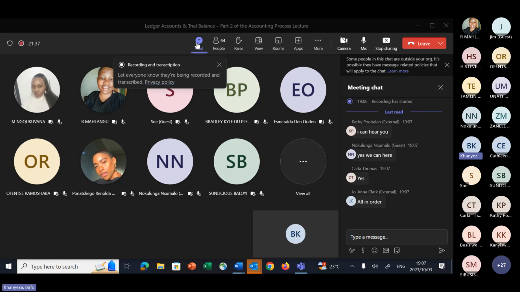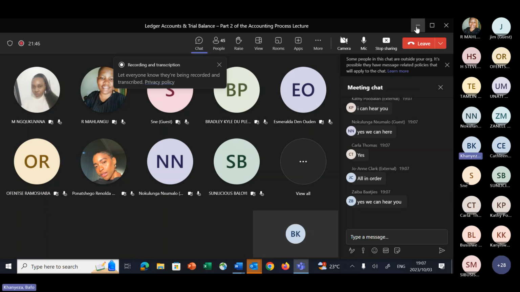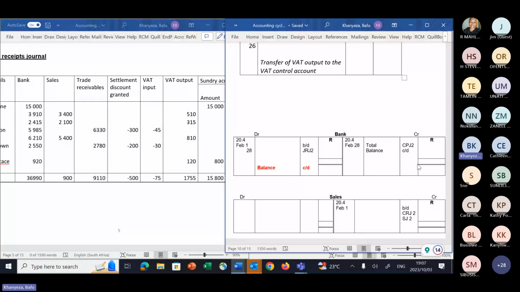Okay, let's start then, because Mpho is not here. So it means I'll keep on monitoring the chart.